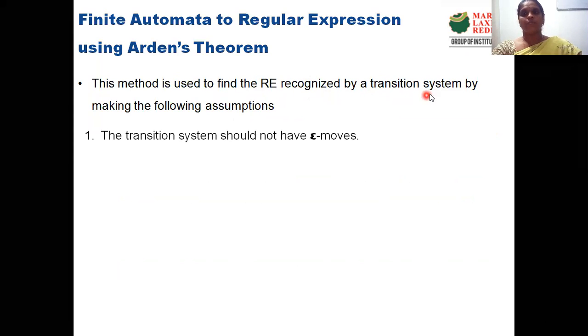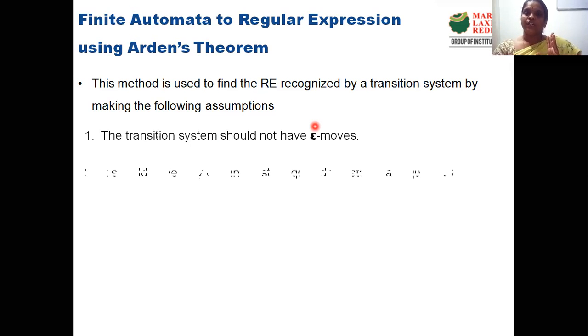Now coming to Arden's theorem, this method is used to find the regular expression which is accepted or recognized by the transition system by making the following assumptions. First of all, the transition system should not have epsilon moves. That means whenever you result in a regular expression, it should not be left only with an epsilon. First, that care has to be taken.